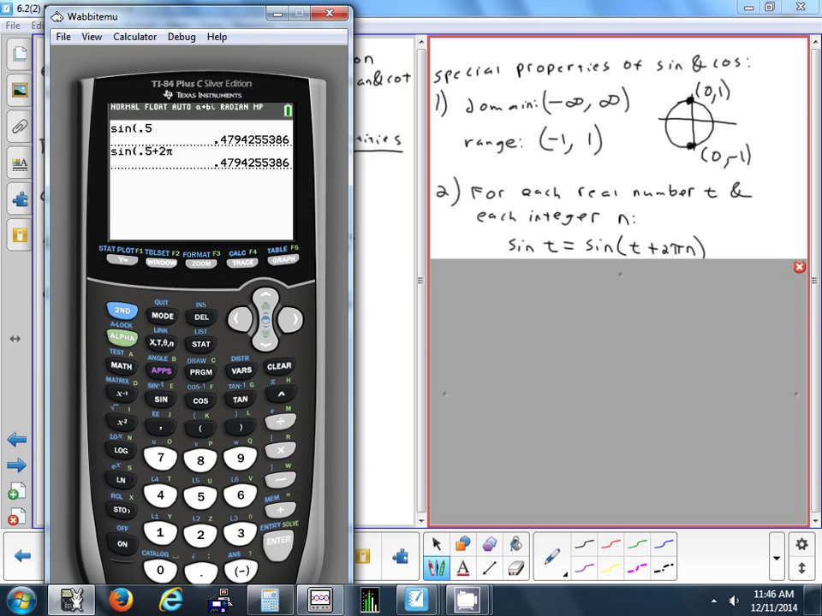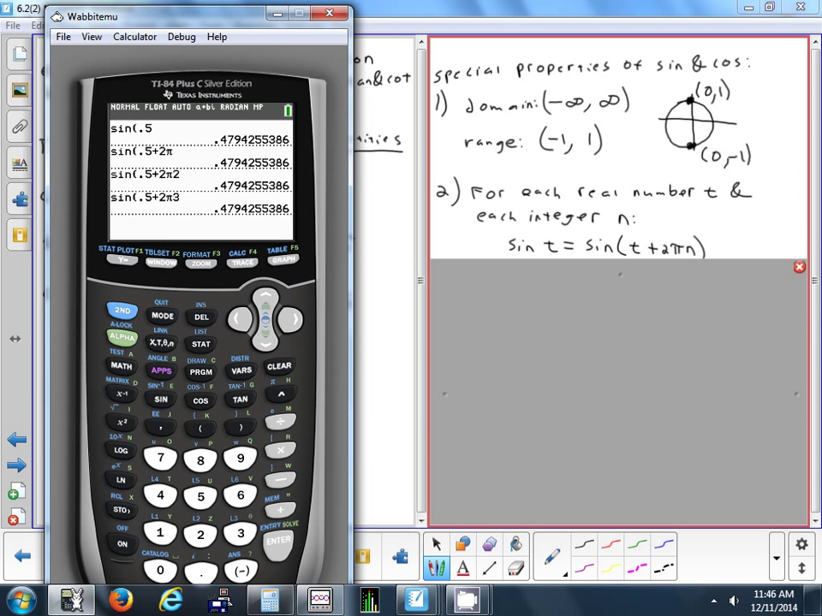Get the same thing. Let's try it again. This time, let n be 2, instead of 1. So I really just added 0.5 plus 4 pi. I get the same thing. Let's let n be 3. Same thing. What am I adding? When I add 2 pi each time, that's the same as adding what? One rotation. Yeah, I'm adding 1 rotation.